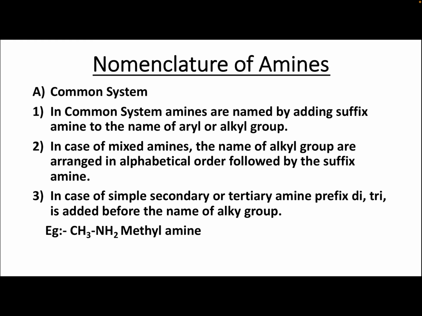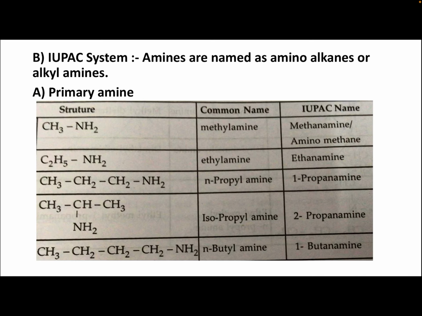Nomenclature. In the common system, amines are named by adding the suffix amine to the name of the alkyl or aryl group. In case of mixed amines, the names of the alkyl groups are arranged in alphabetical order followed by the suffix amine. In case of simple secondary or tertiary amines, the prefix di or tri is added before the name of the alkyl group. Example CH3NH2, that is the common name. So to the methyl group we add the suffix amine. If it is mixed, then alphabetical order. If it is secondary or tertiary, then di or tri is added before the name.